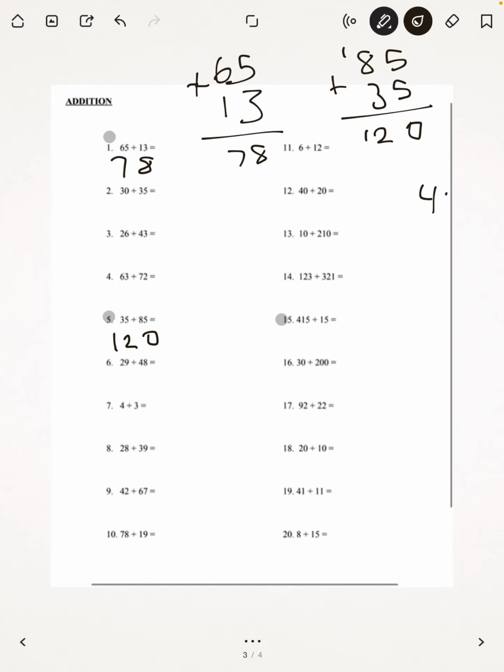415 plus 15. 5 plus 5 is 10. You put it over here. 1 plus 1 plus 1 is 3. And if there's just a blank place, it's basically 0. So 430.